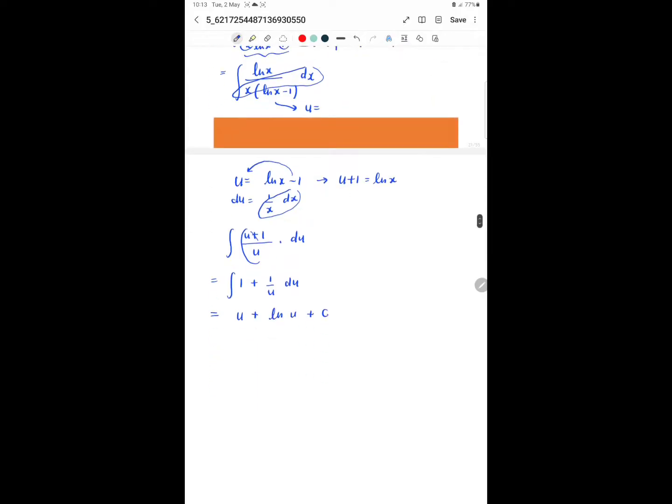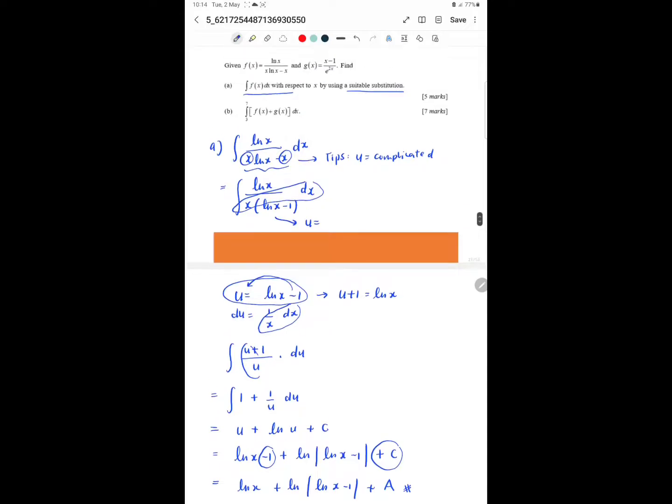So don't leave your answer in terms of u. Make sure masukkan balik, gantikan balik u tu dalam sebutan x, ln x minus 1. So ln x minus 1 plus ln u, you can write in bracket or absolute value, dua pun boleh sebenarnya, plus c. Okay, kalau kita tengok jawapan ni sebenarnya dia dah boleh jawapan akhir dah, tapi nampak tak dia ada constant kat sini. Kita boleh combinekan dengan constant yang belakang sekali tu. So ln x plus ln, tinggalkan yang ln tu je. Okay, plus another variable, capital letter A. So this will be the final answer. So the marks will be given here.